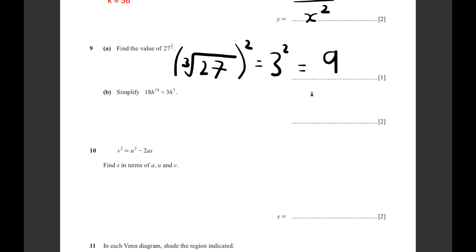Okay, and question 9b. Well, we need to simplify this expression. Remember, we deal with the numbers and the indices, or the little numbers, separately. So, first of all, we do 18 divided by 3. That's going to be equal to 6. And then h to the power of 18 divided by h to the power of 3. Well, then we minus the little numbers, and that gives us h to the power of 15. And we're done. 2 marks, 2 distinct operations going on.